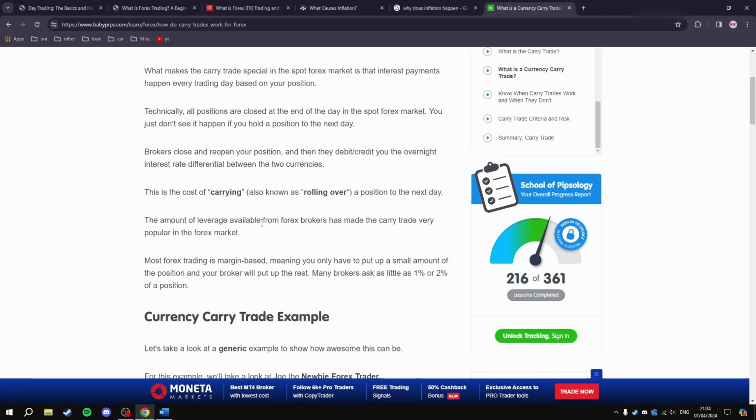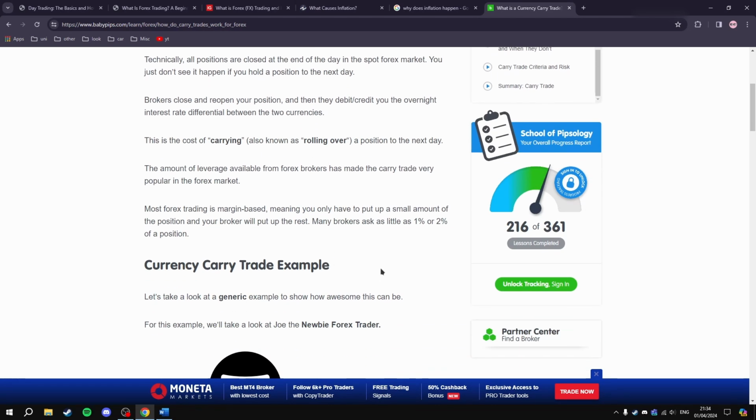The amount of leverage available from Forex brokers has made the carry trade very popular in the Forex market. Most Forex trading is margin based, meaning you only have to put up a small amount with the position and your broker will put up the rest. Many brokers ask as little as 1% or 2% of a position.